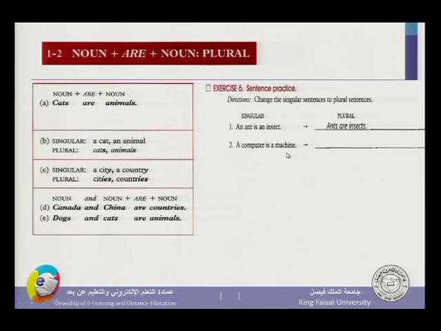A computer is a machine. So if I want to change this into plural, I should say, yeah, computers are machines. Computers are machines. All right, so here we use are with plural nouns. We use is with singular nouns.